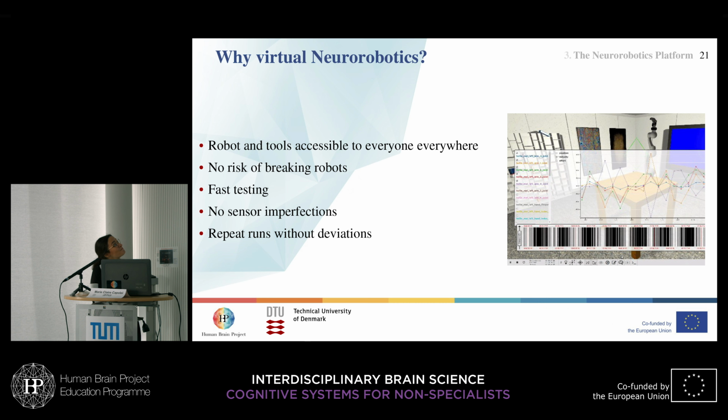Again, it's fast testing. You can just plug in and test again, and every test has the same condition, so you repeat the test without any deviation. That's really important, because maybe on the real robot, because the battery is really low, you have some results that are totally different or kind of different from the previous one. And that means a lot when you have to write a paper or something like this.